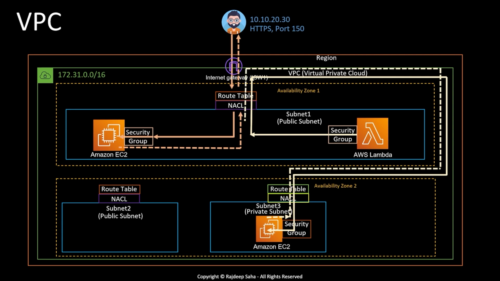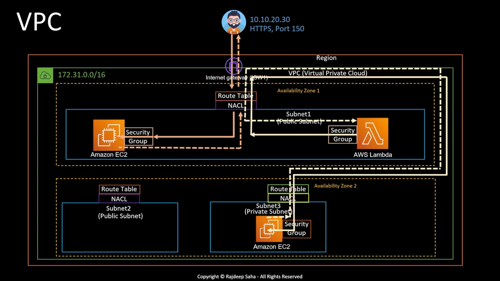It will go through subnet 1 route table, subnet 1 NACL, and then enter the AWS Lambda irrespective of the security group of Lambda. Because that traffic was allowed to exit the Lambda, that traffic needs to be allowed to enter in irrespective of the inbound rules in security group.